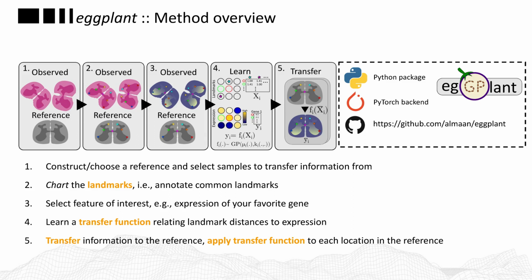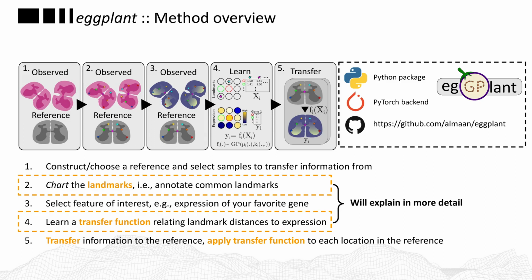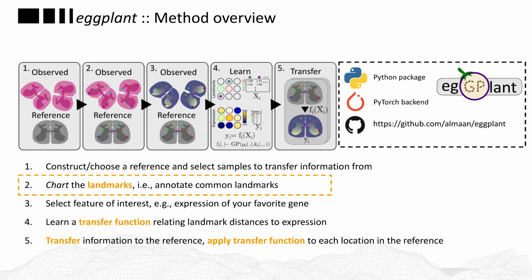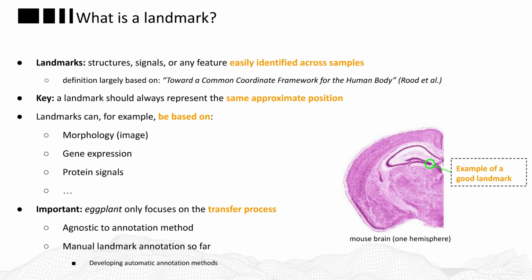And now there are 2 parts here that I would just like to spend a little bit more time on, because it might not be super clear what I mean from this very overviewish description that I just gave. And those are the landmarks and this specific transfer function. So let us start with the landmarks then. And I think a fairly legit question here is, what is a landmark? And here we define landmarks as structures, signals, or any feature that can easily be identified across the different samples.